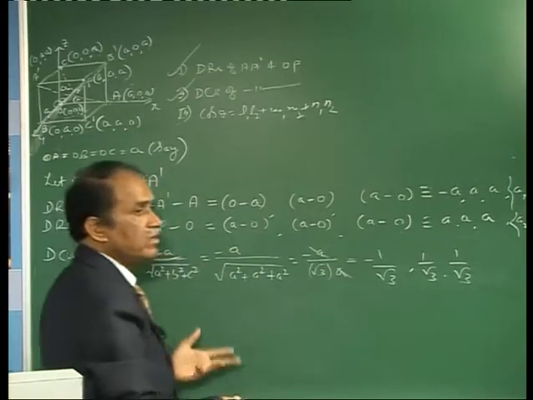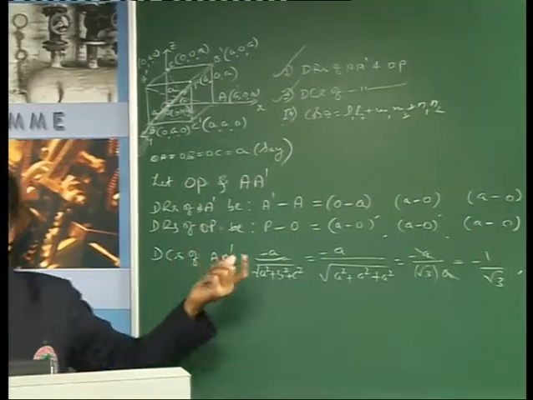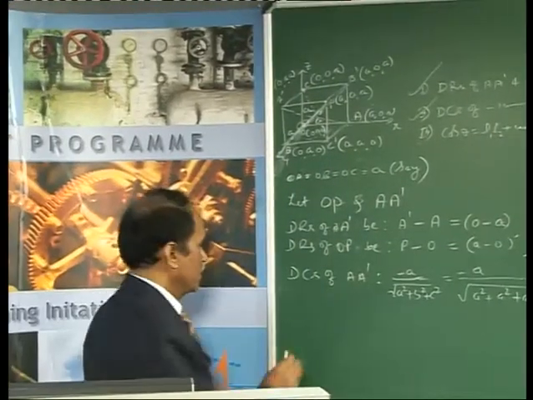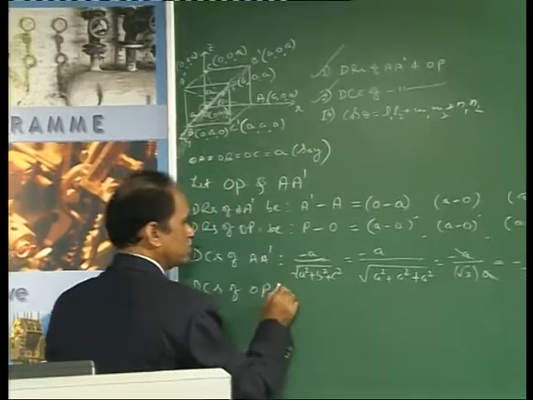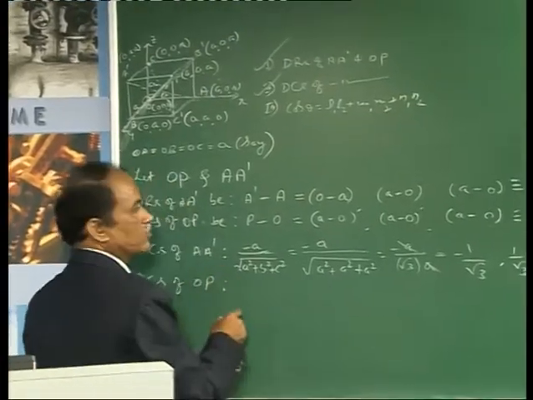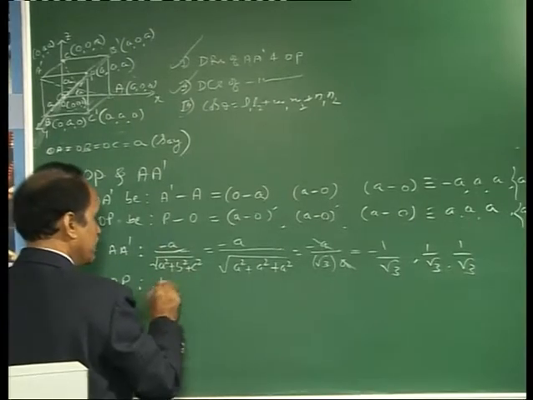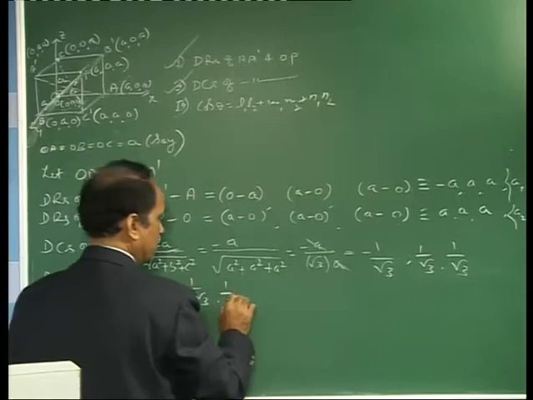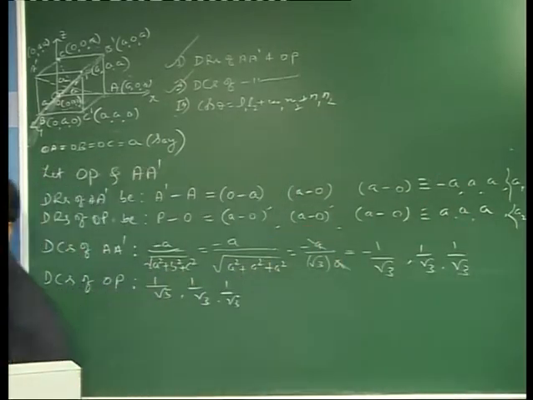Instead of calling them DCs, we will call them the actual direction cosines. Now the DCs of OP will be 1 by root 3, 1 by root 3, 1 by root 3, because all three values are positive.